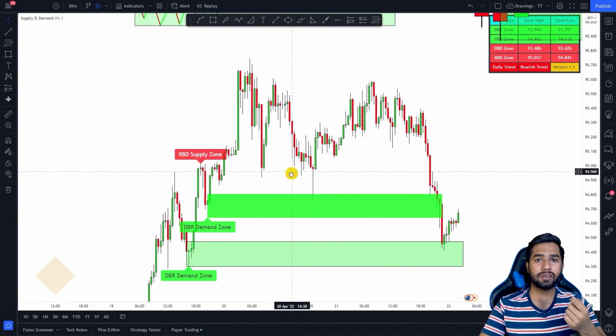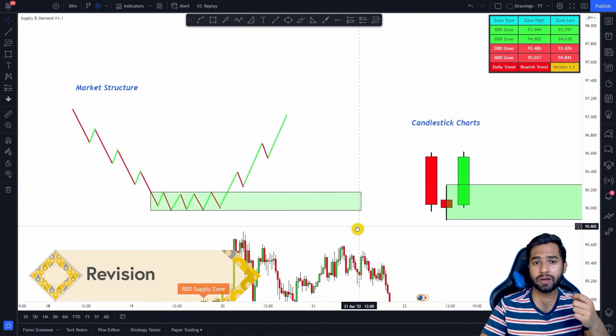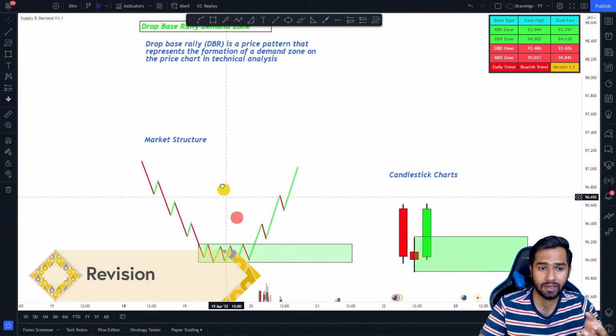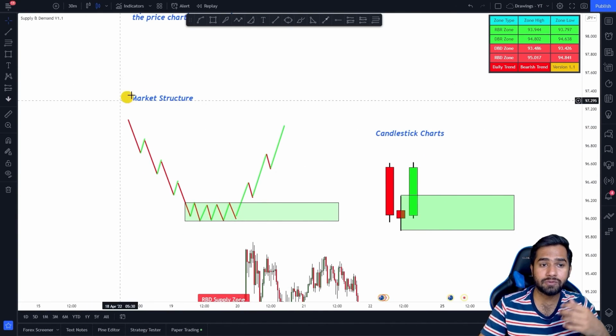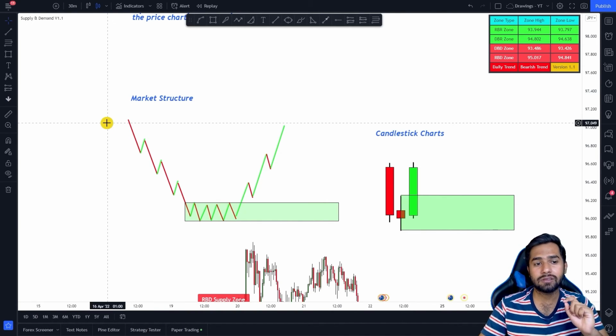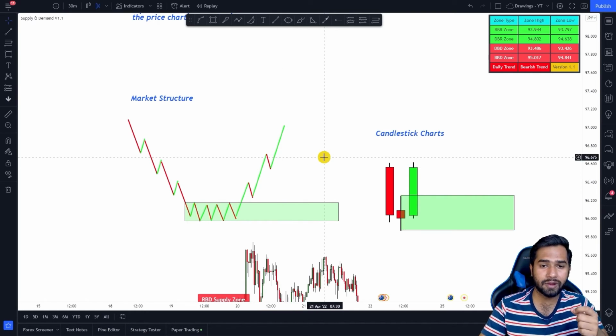So let me just repeat what we have discussed in this video so far. First of all, we talked about what a demand zone is and what its significance is. After that we looked at its market structure, which consists of three phases. The first phase is drop, base, and rally. So this is one type of demand zone.